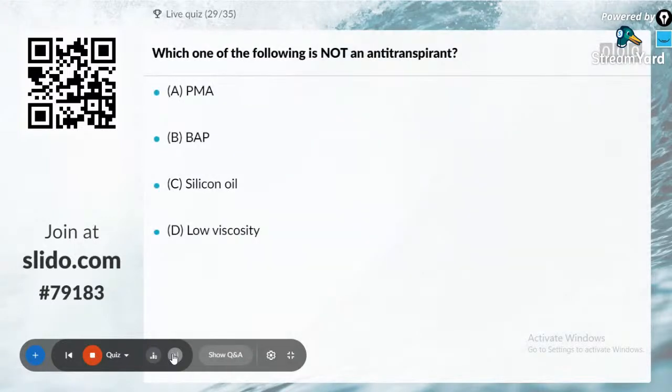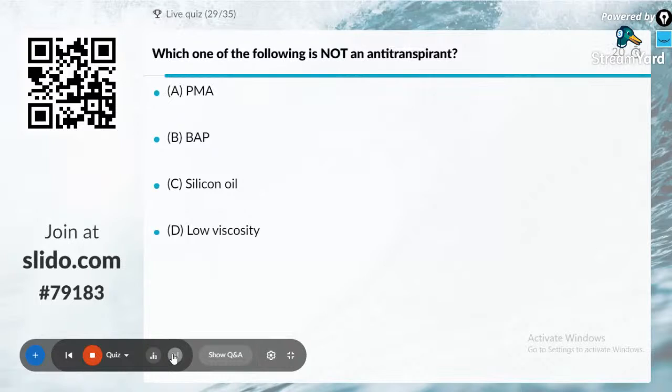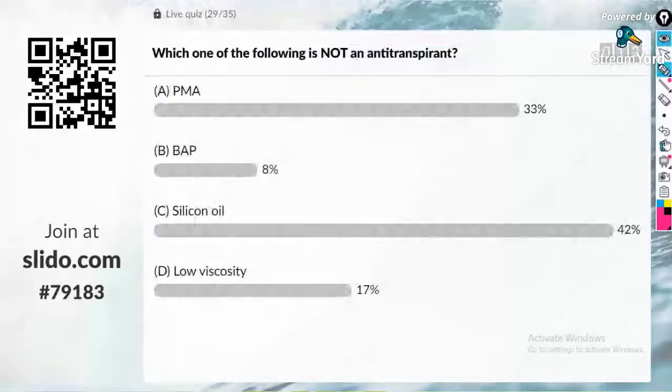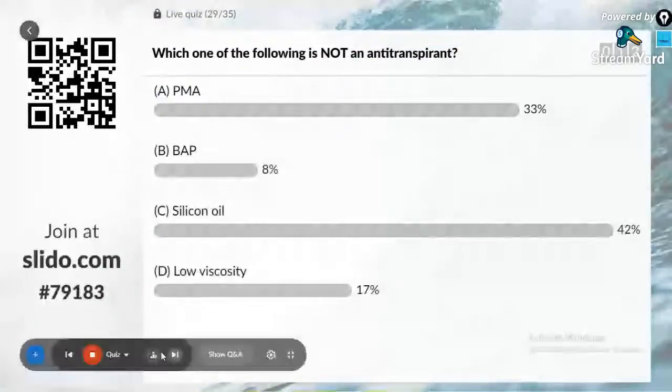Which one of the following is not an anti-transparent? PMA, BAP, silicon oil, low viscosity. Actually, certain options are long over here. Which of the following is not an anti-transparent? The answer is BAP. Next question on the screen.